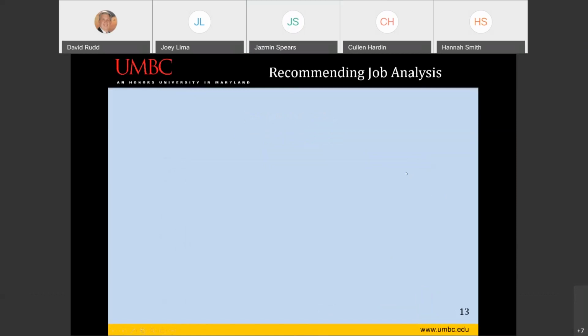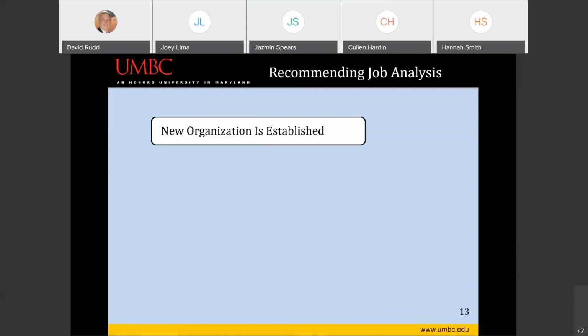Now, since we know a little bit more about job analysis, when, as a performance technologist, are you going to recommend job analysis? The first situation is when a new organization is established. Obviously, if the new organization doesn't have any positions, you're going to have to determine the specific responsibilities for the employees and the skills needed for those responsibilities. They also need to advertise for these positions, especially in a new organization.